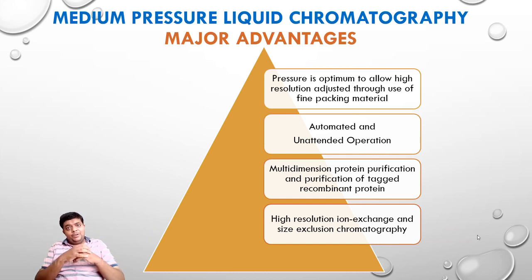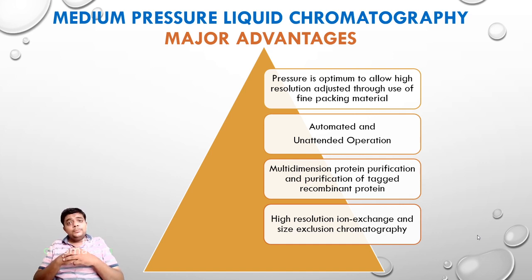Pressure is optimal. When we talk of low pressure, that is LPLC, pressure is quite low. When we talk of HPLC or when we consider UPLC, the pressure is very high. And these kinds of high pressures are very useful when you want to do the analytical part of research. But when you are interested in doing the preparative part of research, you always require a medium pressure. And that optimum pressure is inherent or required for better resolution, which is adjusted through fine packing material.